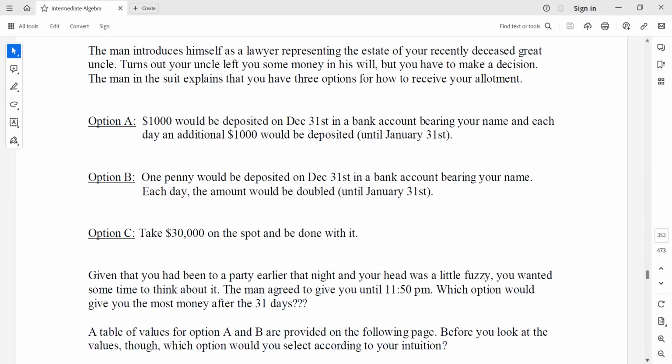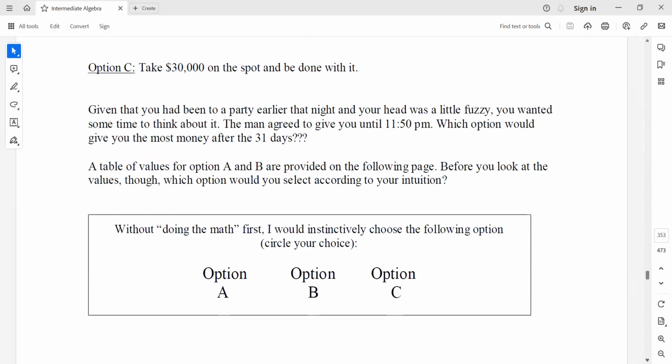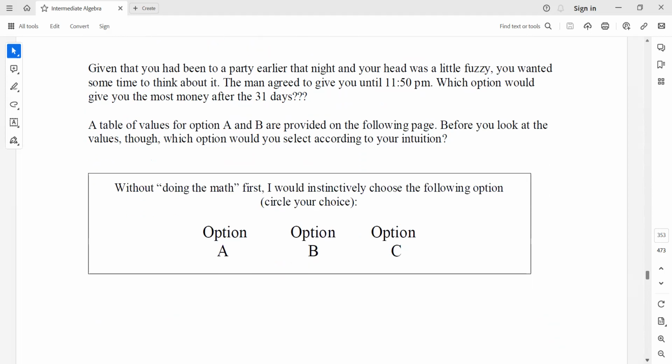And I know a lot of us would choose option C because we don't have the patience to wait. Now let's see which one is the better option. And of course, that is what you want to find. Which option would give you the most money after 31 days? So January 31st, everything ends.